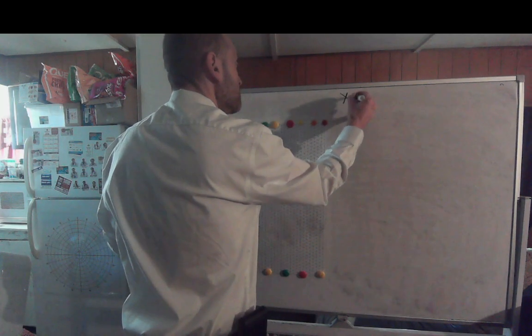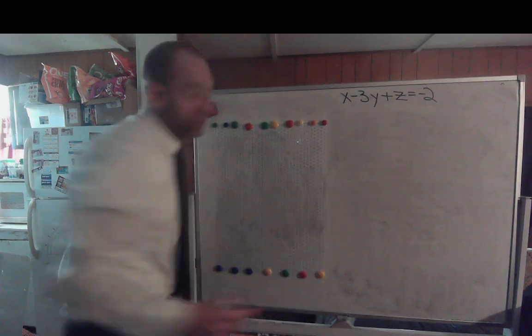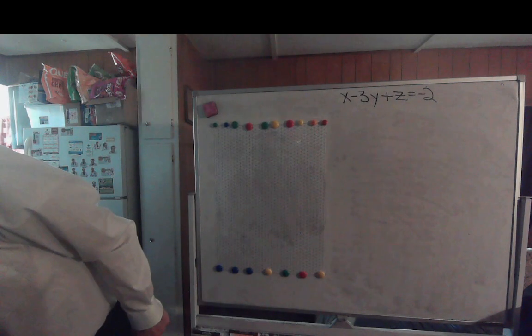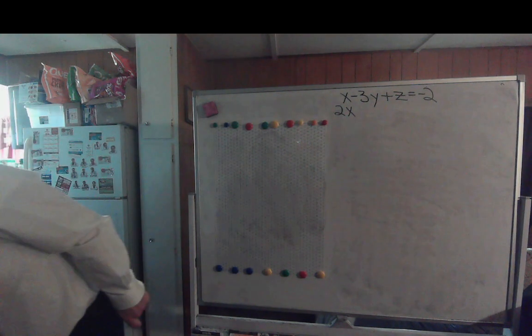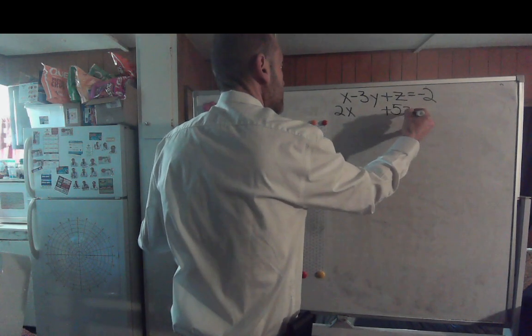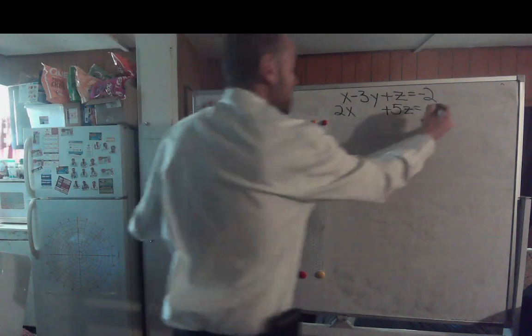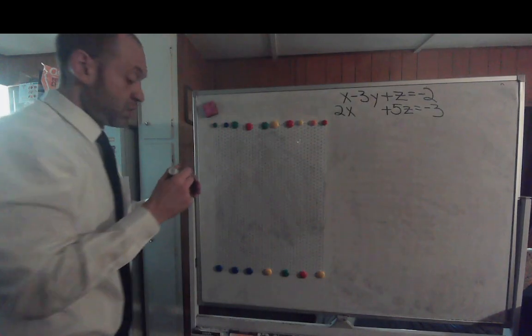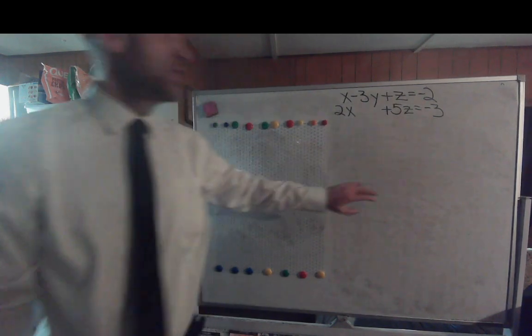Alright, x minus 3y plus z equals negative 2, 2x plus 5z equals negative 3. Alright, so we have x minus 3y plus z equals negative 2, 2x plus 5z equals negative 3.